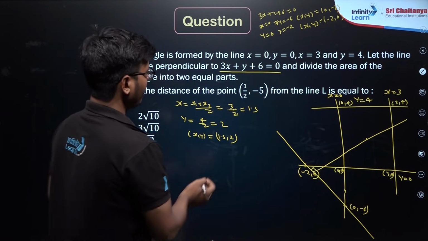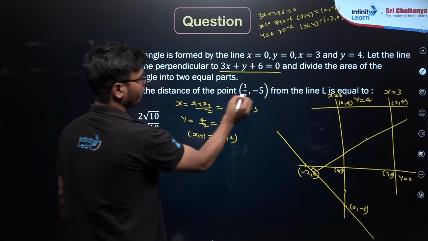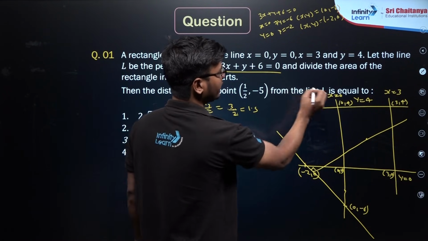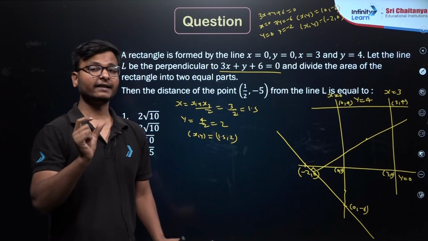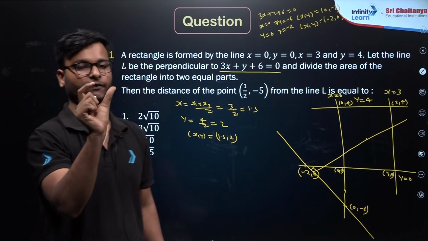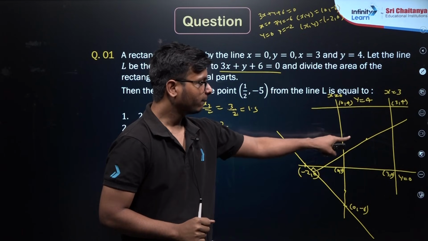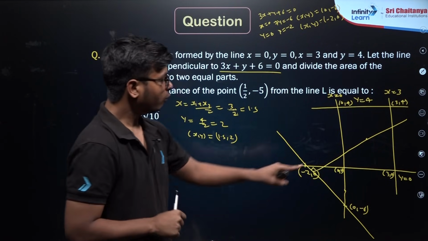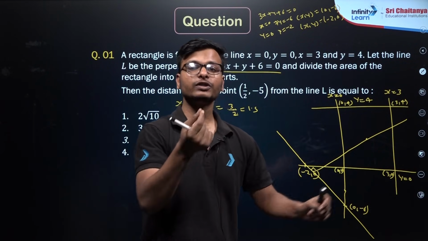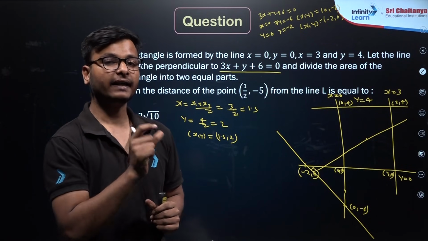Now if you observe, I want to find the distance of this point from the line. Correct? How can I find the distance? If I know the equation of the line. We know the slope of the given line, so I can find the slope of the perpendicular line. Correct? We know one point on the line, so using the equation of a line, I can find the equation.